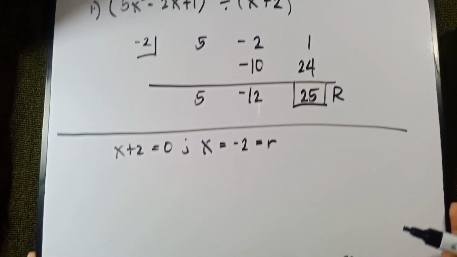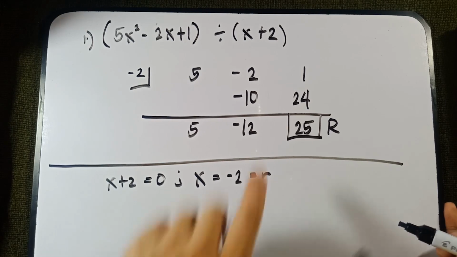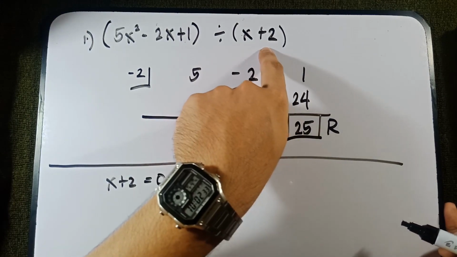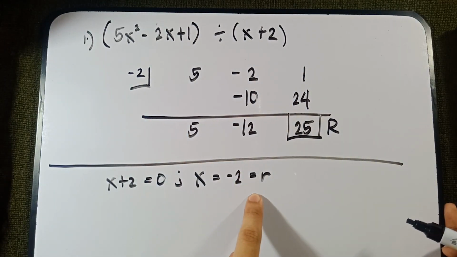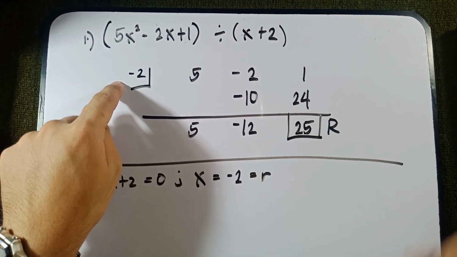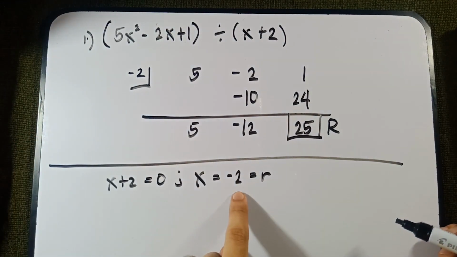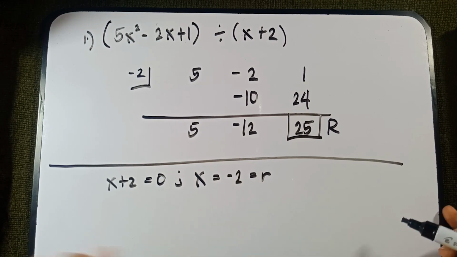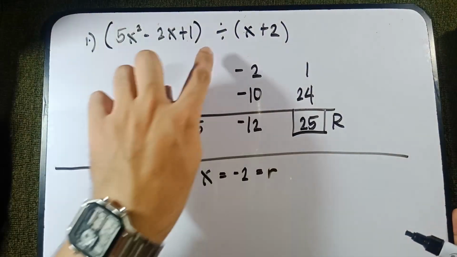Negative 2. Okay, mga kaibigan, nagkakaintindihan tayo, ha? Ito yung X plus 2, pero yung R natin ay negative 2. So, parang sa synthetic division lang natin. Again, yung R natin ay negative 2. Ngayon, substitute natin doon sa ating polynomial, ito.